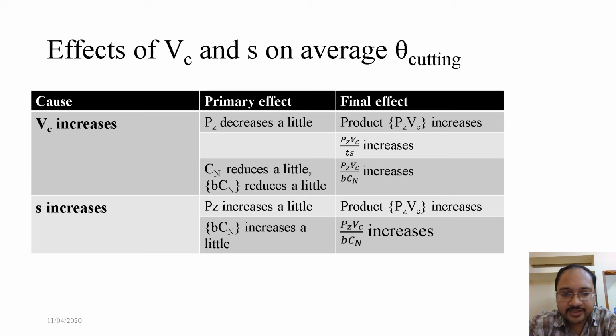Now coming to the effects of S or the feed. The effects of Vc we have already seen, but it has been shown here again to give a comparison between Vc and S. As S or the feed increases, Pz increases a little. So the product Pz times Vc also has a little increase. As a result, the average cutting temperature has a lower increase compared to the effect due to cutting velocity. Now B times Cn also increases a little due to an increase in feed, and Pz Vc by B Cn also increases.